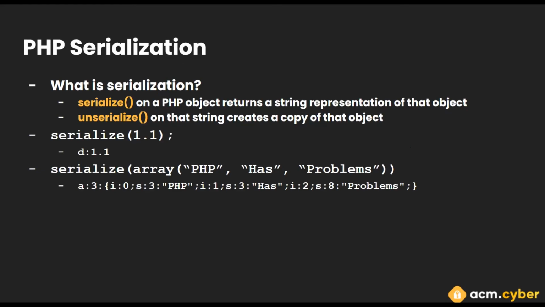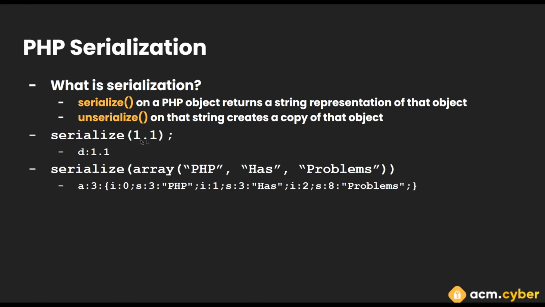So what is it? Serialize on any PHP object, this includes primitive types and the more object-oriented types, returns a string representation of that object. And the unserialize function, called on that exact same string or with that string as an argument, creates a copy of that object. So it's great if you want to pass an object from one server to another: you pass this serialized string, and then it's reinitialized later on.